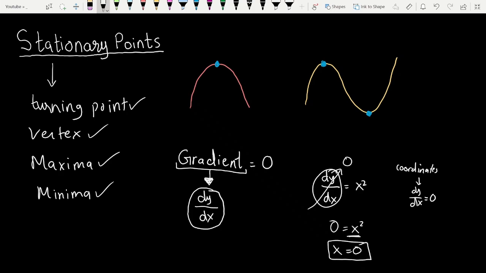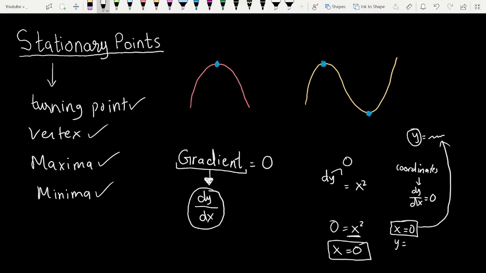That just means that the curve has a stationary point when x is equal to zero. If you need the y coordinate, you will have some equation for the curve itself. Let's say y is equal to something. You already know the x coordinate of the stationary point, so put the x coordinate into the equation of the curve, and you will get the y coordinate as well. Then you'll have the x and y coordinates for the stationary point.